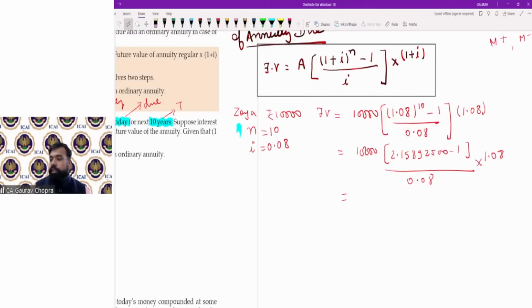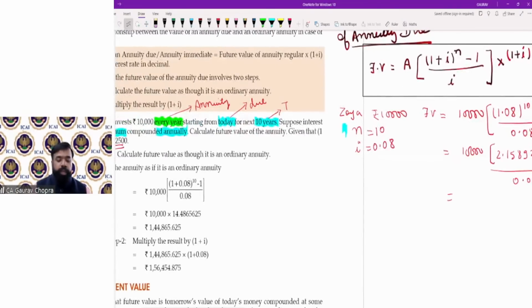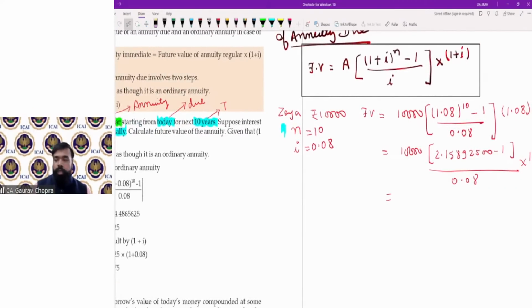So Ananya has given the answer, Prem, Mehak, everybody has given the answer, which is 156,454.87. So this is your correct answer. Okay, so in this way, you can calculate the future value of an annuity due. Understood, everybody? So this is clear now.